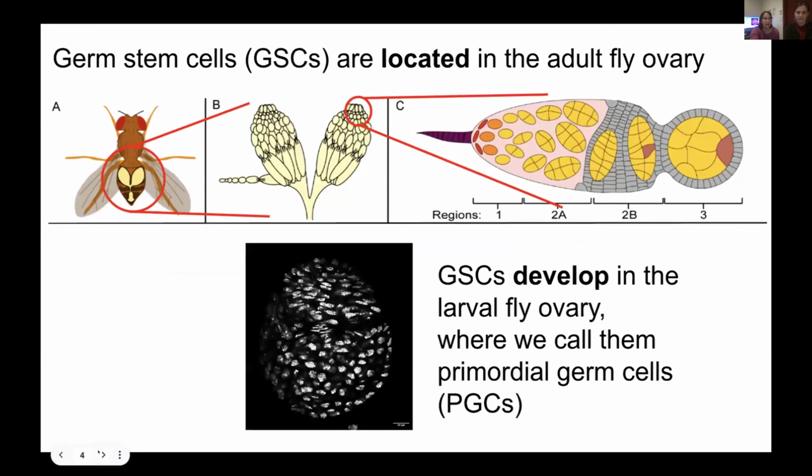However, they will actually develop in the larval ovary. And at this point, we call these cells primordial germ cells, or PGCs. And we call them primordial germ cells just to denote that they are not fully developed yet. They are in the process of becoming germline stem cells, but they're still in this intermediary developmental stage, and that's where I'm studying them. So they develop in the fly's larval ovary, which is on the screen here.